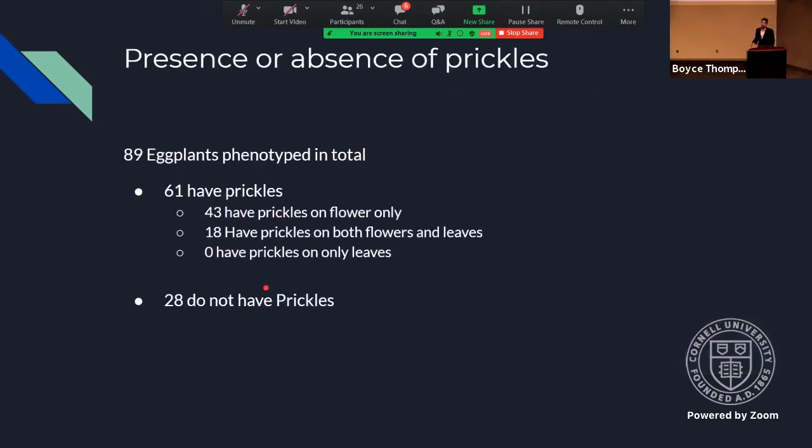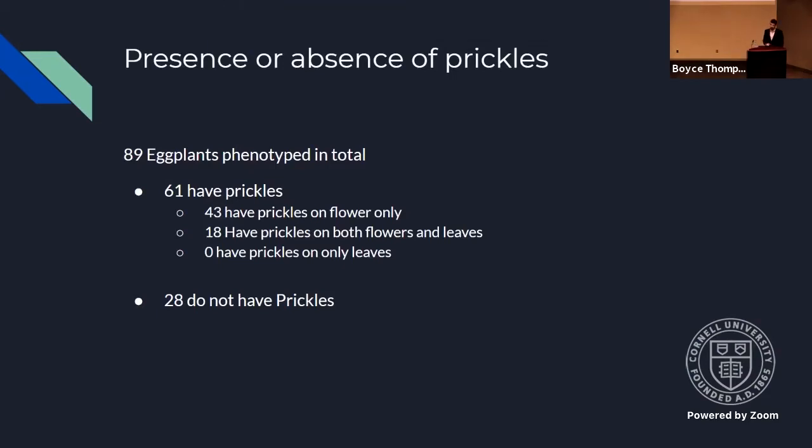And what we got from that data was kind of general. We had 89 eggplants phenotyped overall, 61 had prickles and 28 did not have prickles. Of the ones that did have prickles, about 43 or so had some on the flower, 18 had flowers and leaves. But interestingly enough, there were no eggplants that had only prickles on the leaves. How is that going to play into the data? We'll see, but that was just one of our interesting observations.